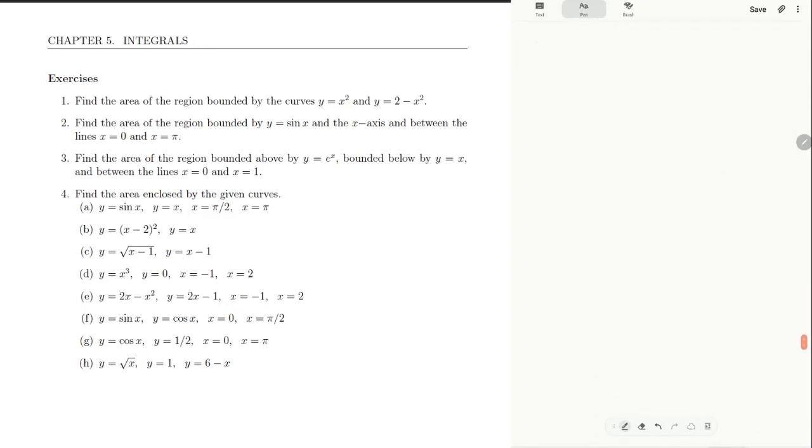So now let's jump to number 3. Let's find the area of the region that's bounded above by y equals e to the x, bounded below by y equals x, and between the lines x equals 0 and x equals 1.